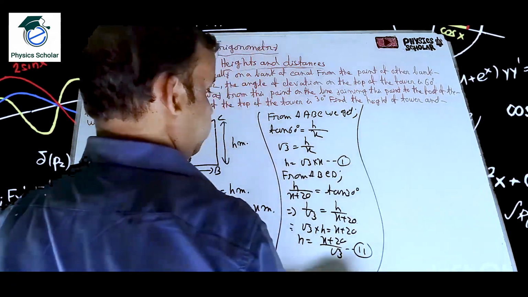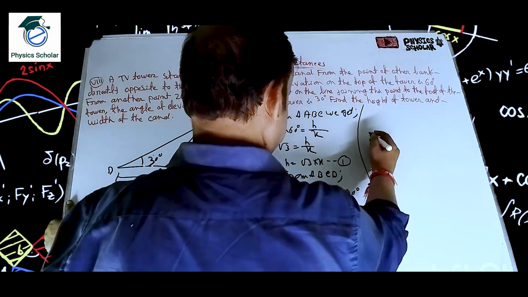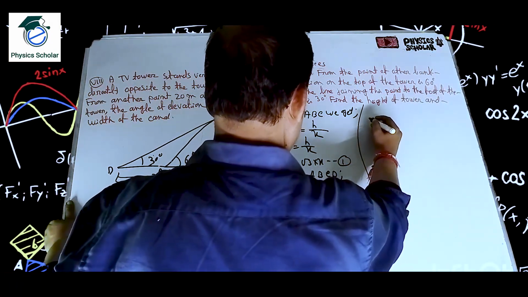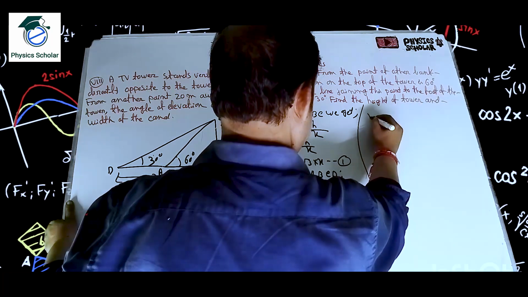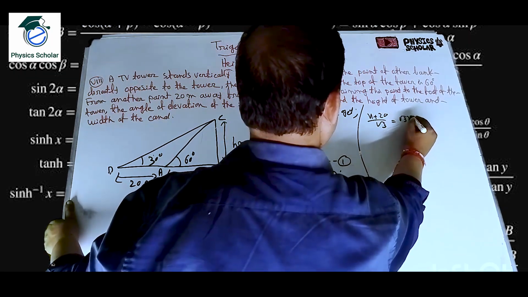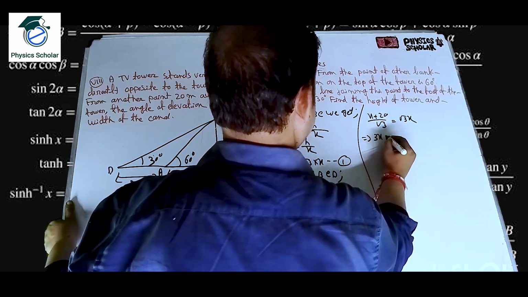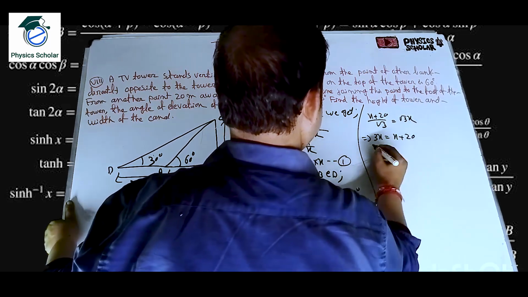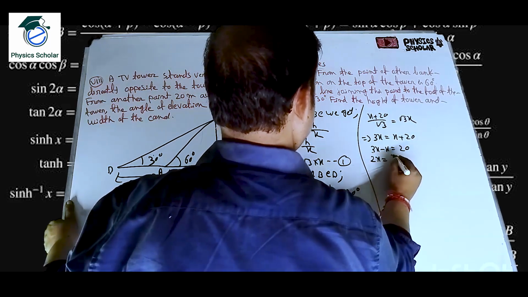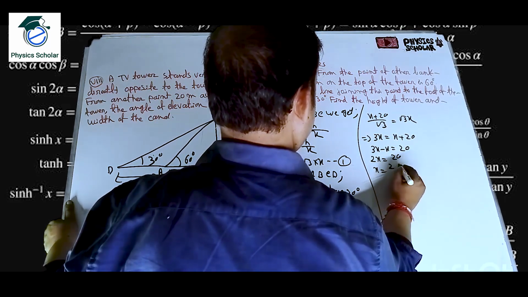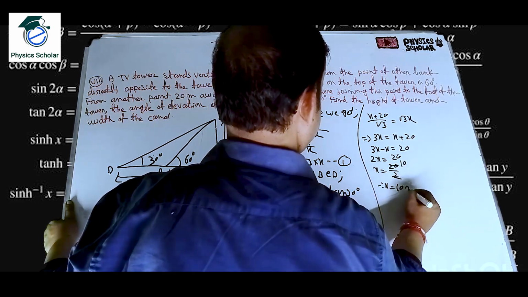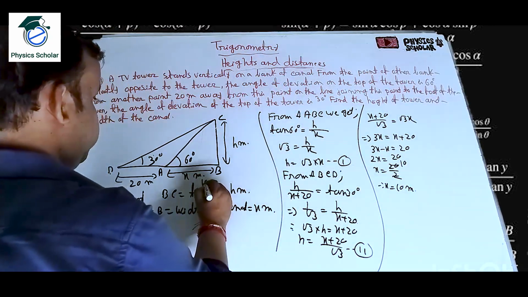So comparing equation number 1 and 2, what we can write? Clear? x plus 20 by root 3 is equal to root 3 x, clear. So that means what? 3x is equal to x plus 20. So 3x minus x is equal to 20. So 2x is equal to 20, x is equal to 20 by 2, therefore x is equal to 10 meter, clear. So value of x is 10 meter.